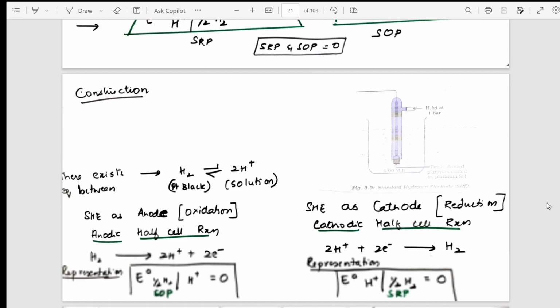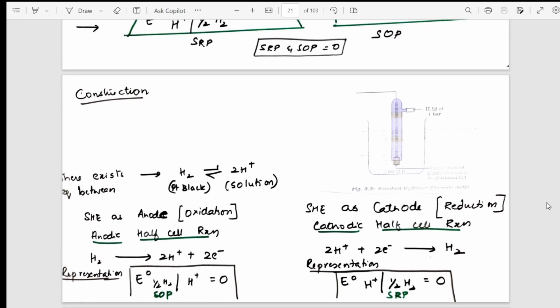Then construction, students, the construction diagram. The diagram is also there in the NCERT figure 3.3. Now, how do you write your anodic half cell reaction? The cathodic half cell reaction is what I have given here for the SHE, because it's taken as a reference electrode. If the electrode under study is the cathode, then this becomes the anode. If you're studying the other one as the anode, this becomes the cathode. So both the cell reactions I have mentioned here.